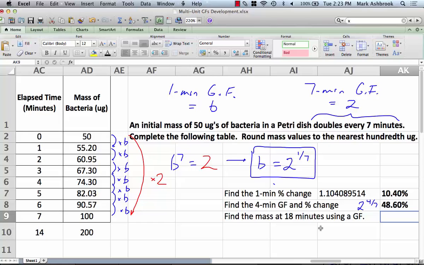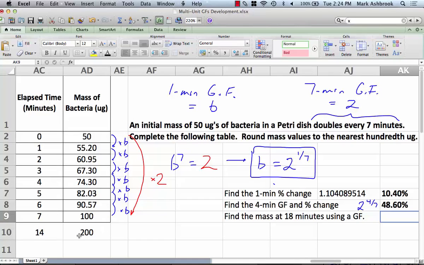All right, so how can we use a growth factor to find the mass at 18 minutes? Here's the key question. So Taz, did you get that? So can we very simply find the mass at 18 minutes using a growth factor? I used 4 minutes and then that's 7. Is that right? How about just the 4-minute? You can do it with just the 4-minute. How can you do it? Take the 14 minute, so 200 times the 4 minute. He wants 200 times the 4-minute growth factor.